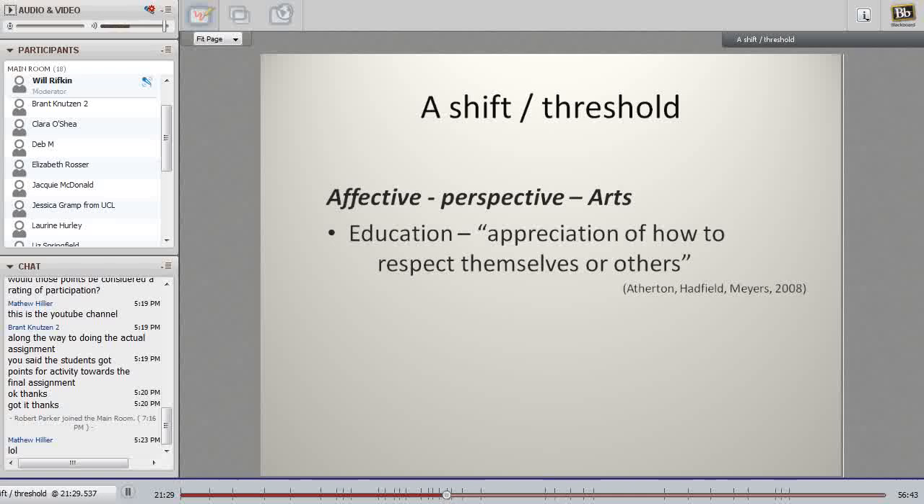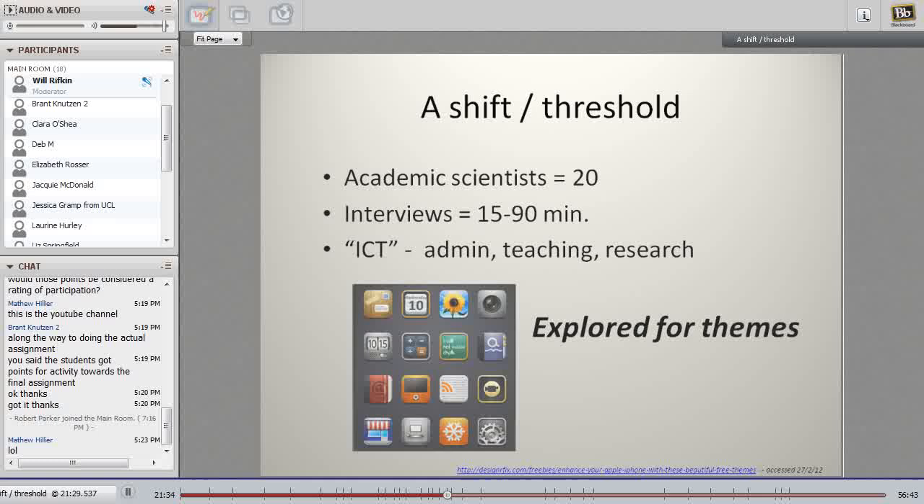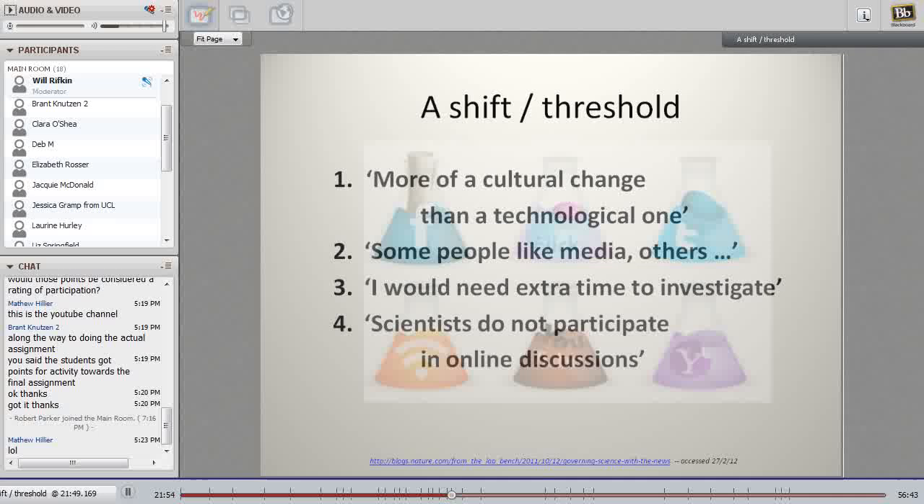So to examine that, we had a professional research interviewer interview roughly 20 academic scientists, with interviews ranging from 15 to 90 minutes, as I alluded to before, about their use of ICTs in administration, teaching, and research, and explored that for themes. Some of the quotes emerging from those interviews were, it's more of a cultural change than a technological one. Some people like media, others not so much. I need extra time to investigate. Or scientists do not participate in online discussions.